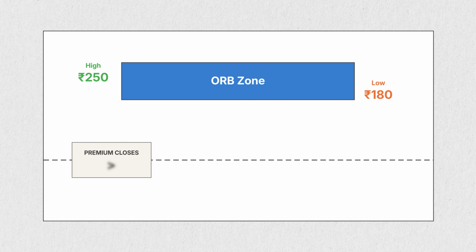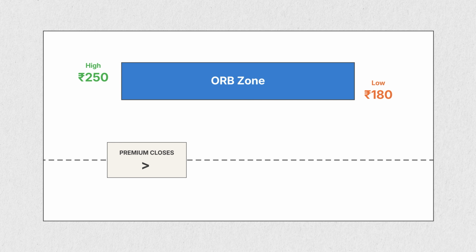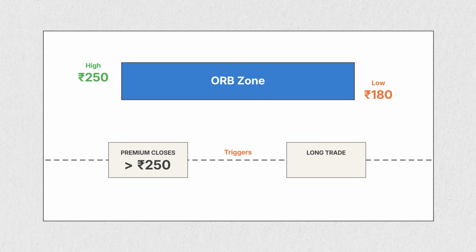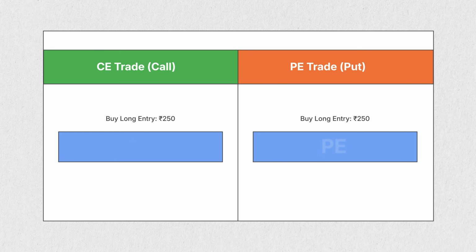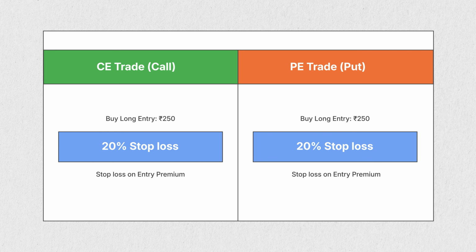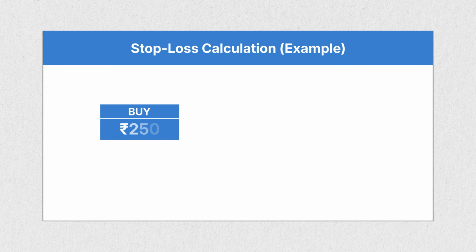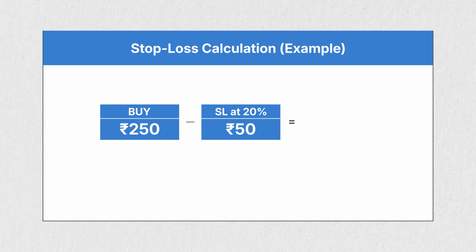If the premium closes above the range, for example above 250, that triggers a long trade. We buy that option at the prevailing premium at that time, maybe at around 250. The same logic applies independently to the call and the put. We take at most 2 trades per day, one C and one P breakout, if triggered that is. Each trade has a 20% stop loss on the entry premium. Example, if we buy at 250 and the stop loss is at 20% of 250, that is 50 rupees, so the stop loss would sit at 200.